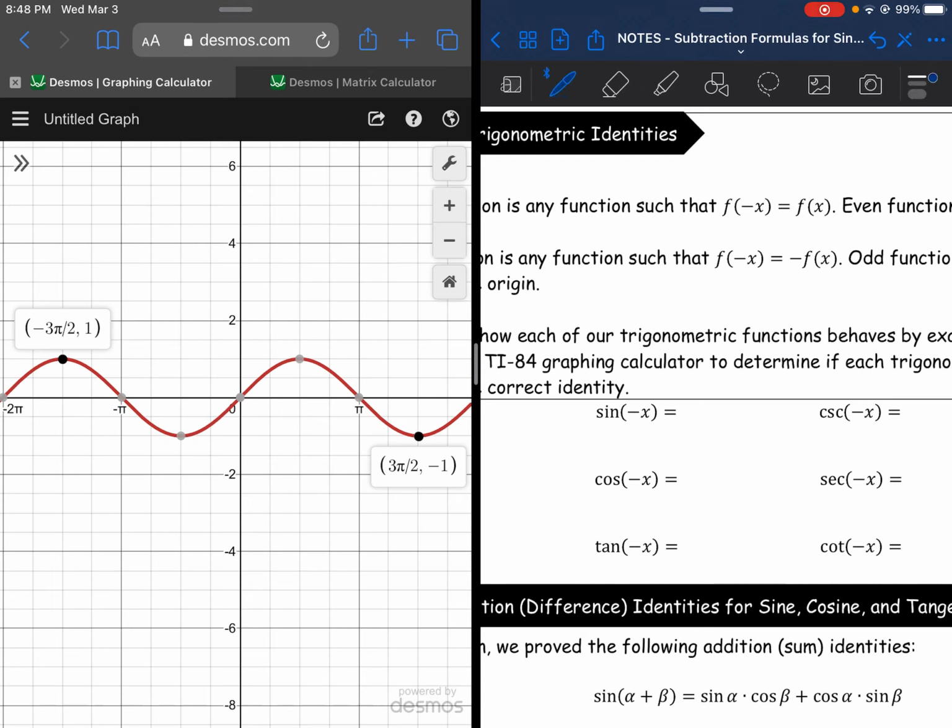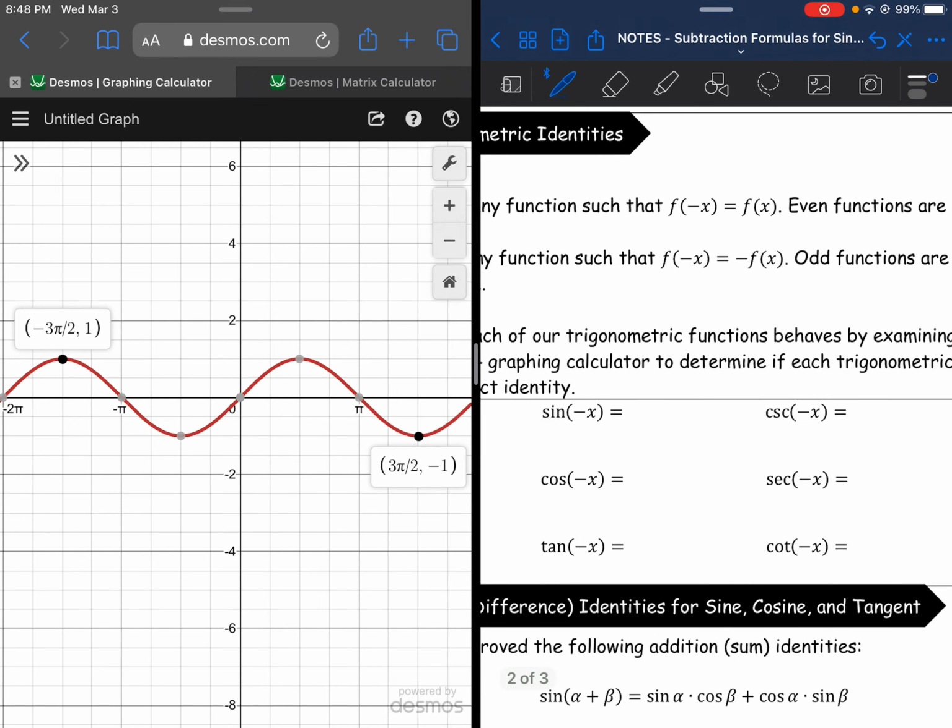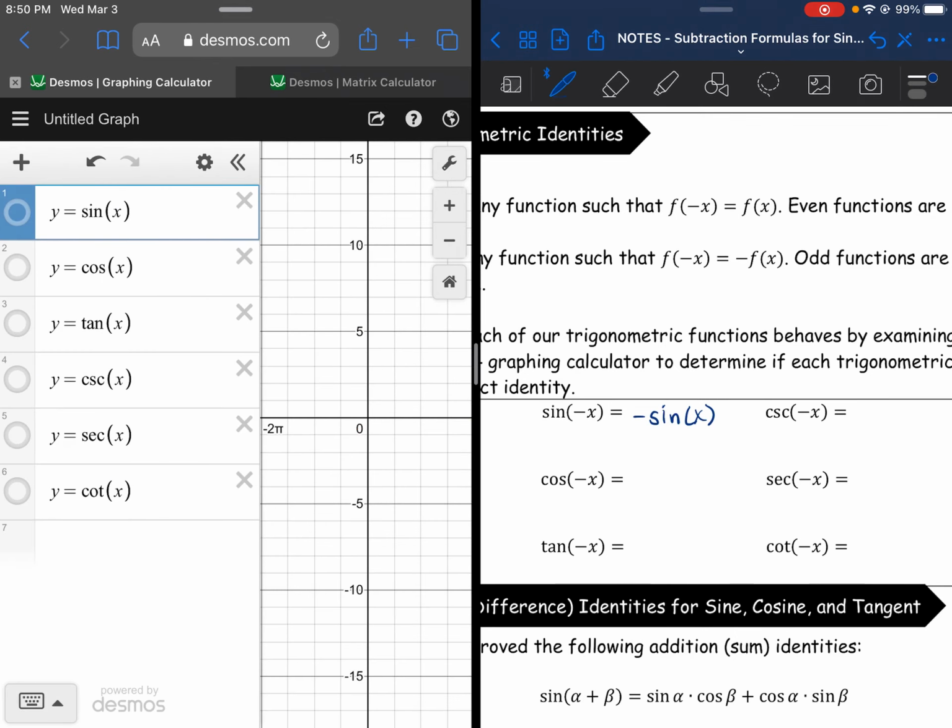So if sine is an odd function, well, odd functions, if I plug in a negative input, like negative x, then f of negative x is really going to equal negative f of x. So sine of negative x should equal negative sine of x. Okay? Let's now test cosine.